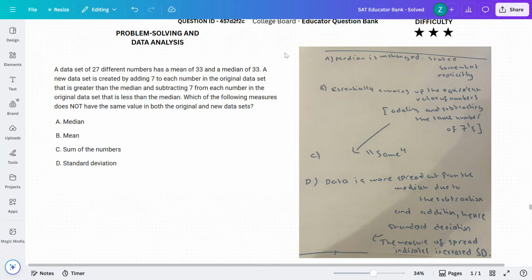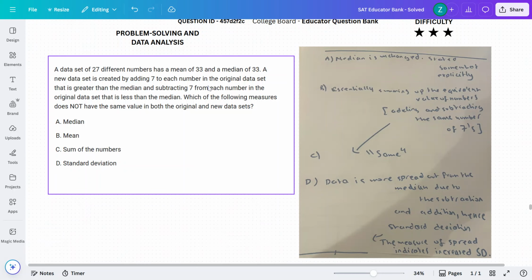Now, the median is unchanged and kind of stated somewhat explicitly. Here you can see that you add 7 to each number in the original dataset that is greater than the median, so that does not include the median, and subtract 7 from each number in the original dataset that is less than the median. So again, that does not include the median. Therefore, the median is completely unaltered, completely not touched. Therefore, the median is the same in both the original and new data sets.